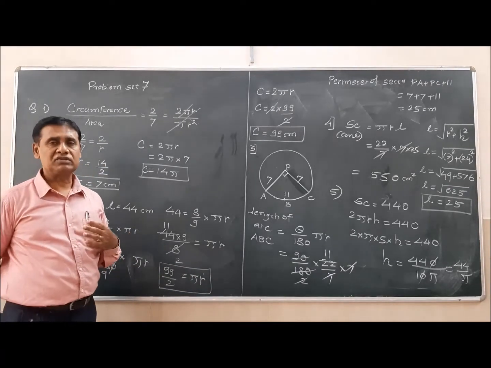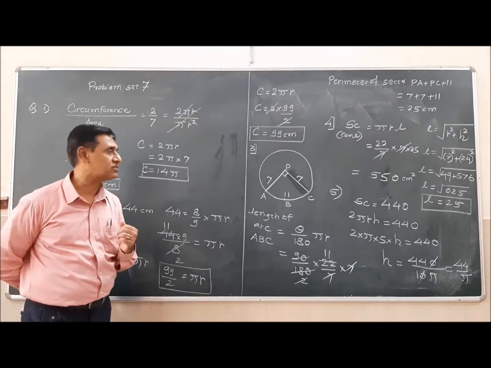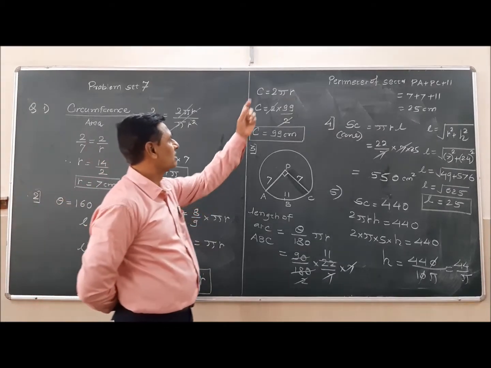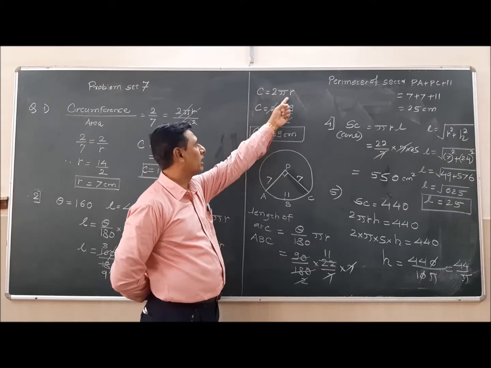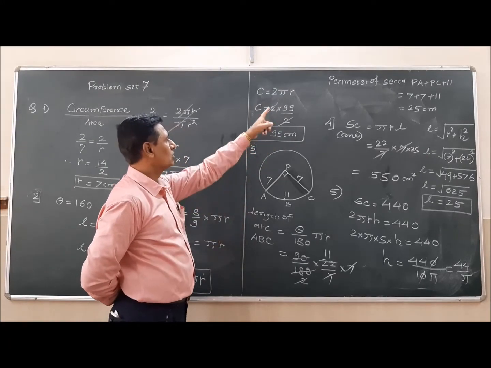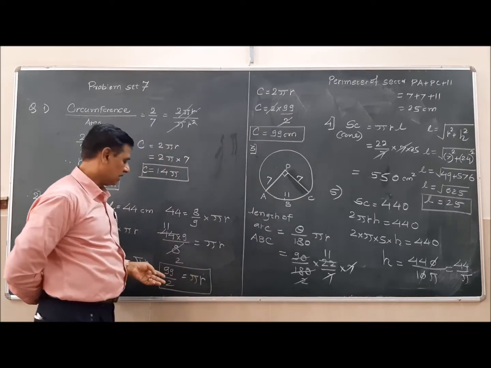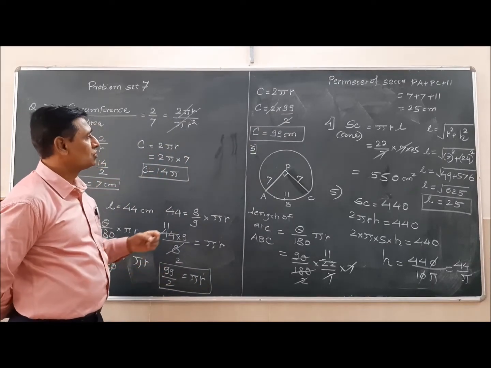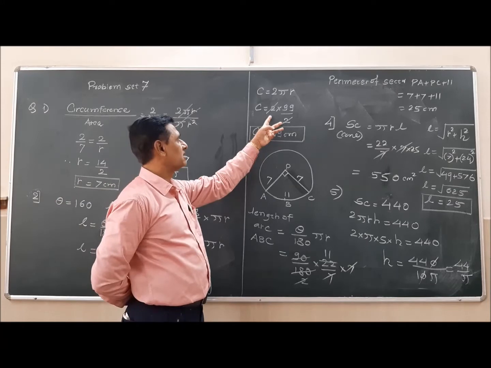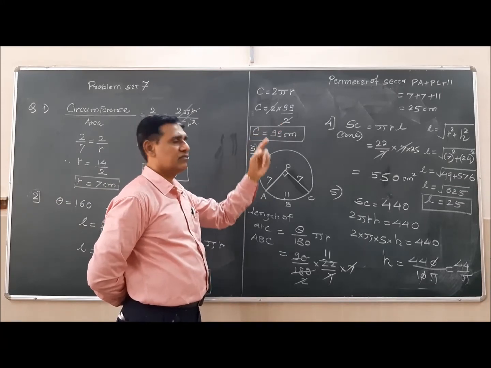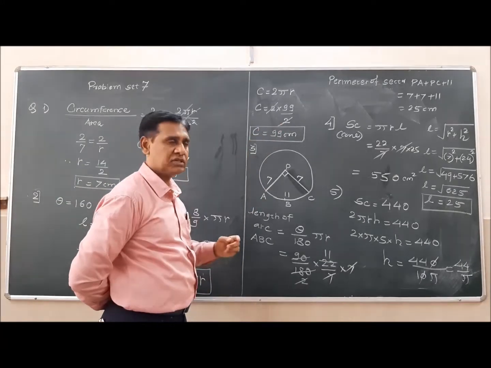But since question is to find out the circumference, to get the circumference, c is equal to 2 pi r. So c is equal to 2 as it is, but the value of pi r I want it as 99/2. So 2 and 2 will get cancelled, and we are left with circumference as 99 centimeter.